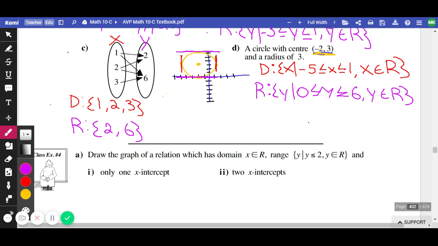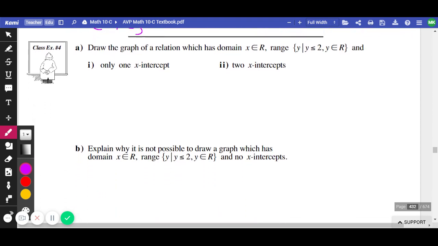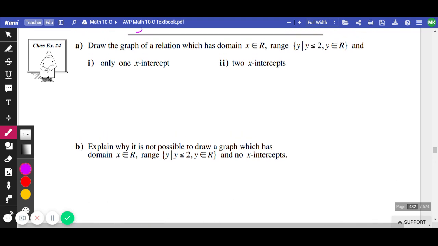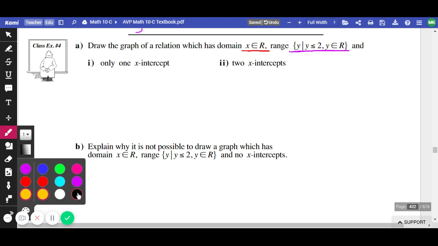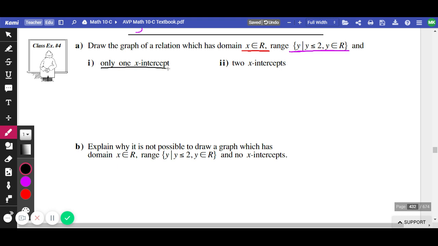All right, looking at number A, it says draw the graph of a relation that has a domain of x is an element of the reals and a range of y is less than or equal to 2. It then gives me another restriction. It says you can only have one x-intercept. So, here's my beautiful graph. My x's and y's, these are my x's, these are my y's.